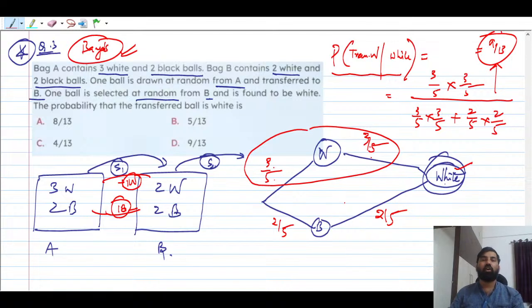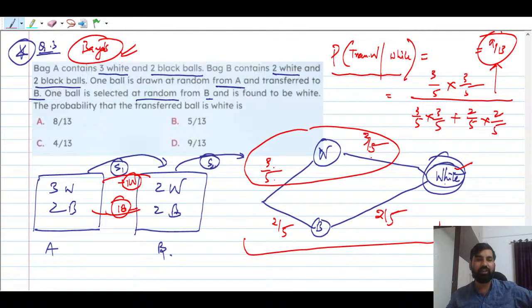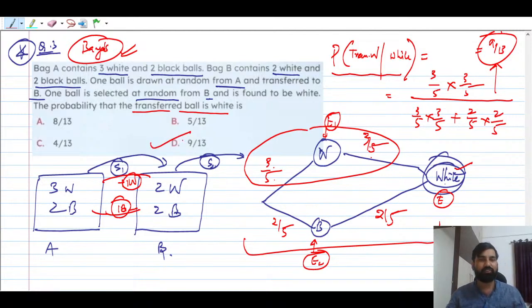Yeah. So always remember, see, with the help of this small sequential description, a small tree diagram, we are able to get the answer very quickly. But if you're going to write everything step by step, you can say that this is event number 1, this is event number 2, and then this is the final event. We are talking about white, okay? Now you're coming back. If you're coming back, it means they are asking the probability that the transferred ball is white, so you're coming back. The answer for this question is D, right? So it doesn't take much time to solve the question. Okay.